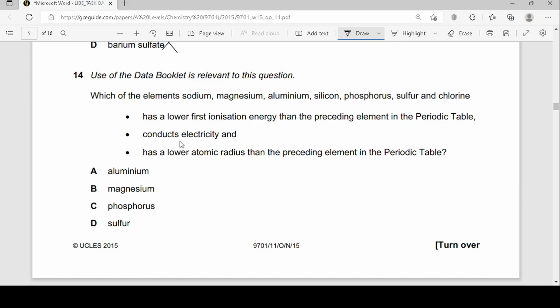So for conducts electricity, I can immediately eliminate phosphorus and sulfur because they are non-metals, so they're not really going to conduct electricity, are they? And so I only have magnesium and aluminium left. Now the question is, which has a lower first ionization energy? So aluminium has a lower first ionization energy than magnesium. Is that right or is that wrong? Both of these are quite related actually. The first and third statements are related, and for that I'll need to check the data booklet for the radii of aluminium and magnesium. So let me do that.